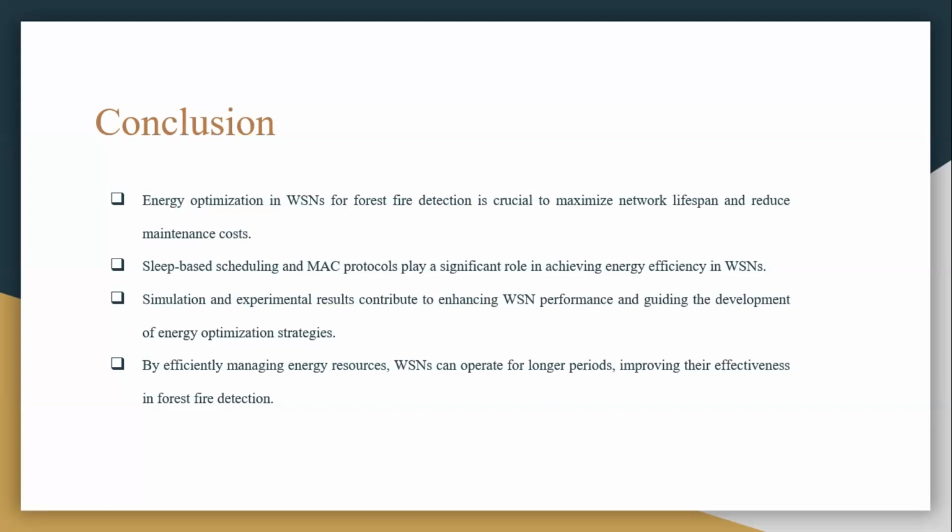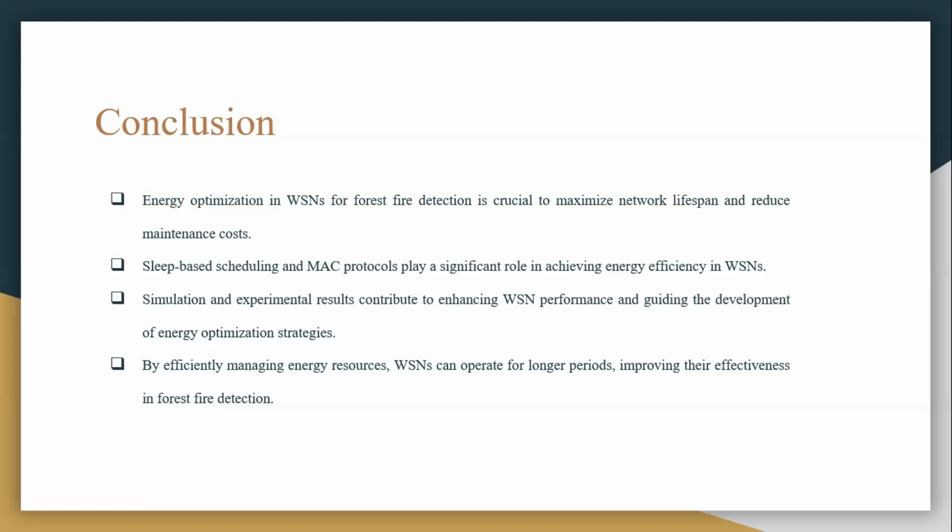The research findings and recommendations derived from the OMNeT++ simulation platform are valuable for researchers and practitioners in the fields of wireless sensor networks and forest fire management. The aim is to contribute to the development of long-term, dependable forest fire monitoring systems that can save lives, protect habitats, and preserve species by addressing the crucial issue of energy consumption.